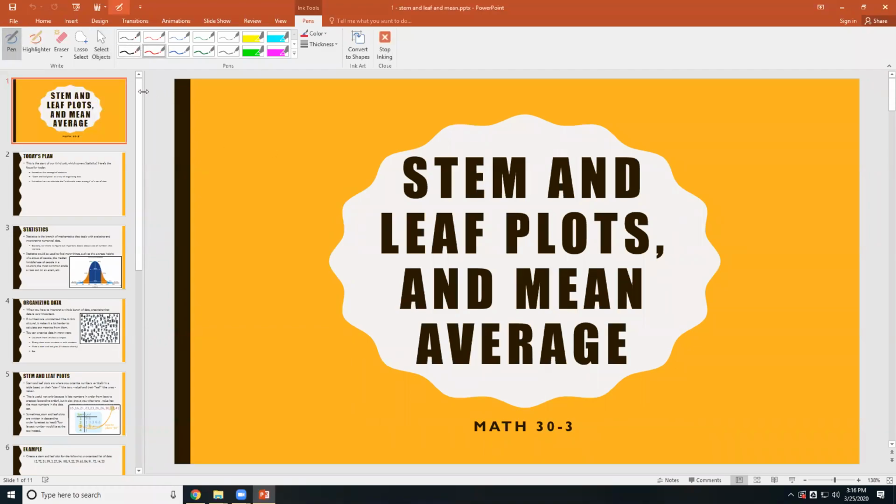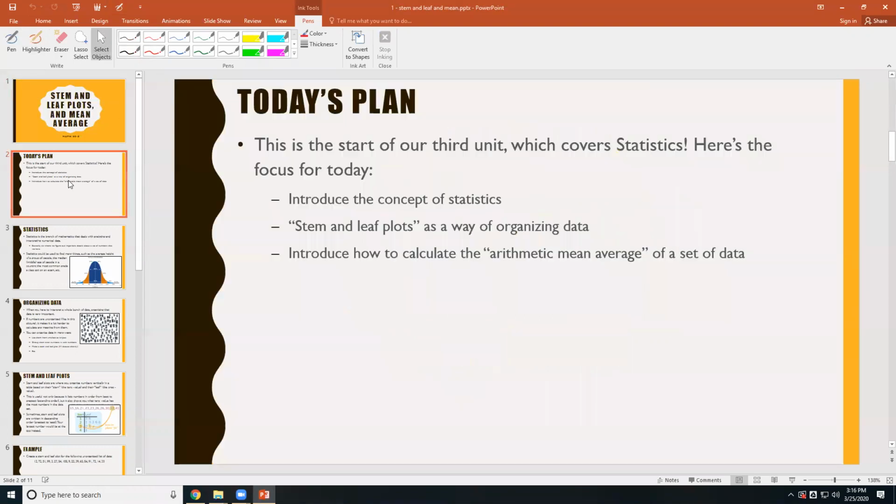Okay, so the first lesson that we're going to do in this unit on statistics in Math 30-3 is on stem and leaf plots and mean average. So here's today's plan. We're starting, of course, our third unit, which covers statistics. The focus for today is going to be introducing the concept of statistics. Stem and leaf plots is a way of organizing data, and we're going to introduce how to calculate the arithmetic mean average of a set of data.